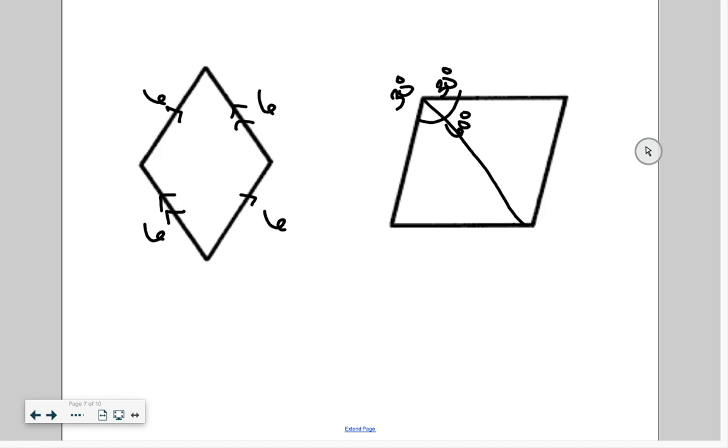Make sense? Hopefully. I can't hear you. I don't know why I'm asking. All right, moving on.